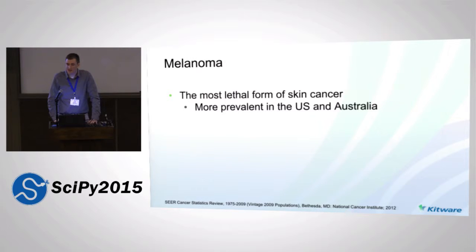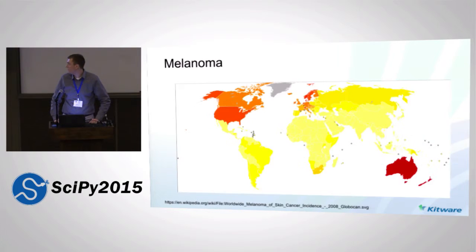So melanoma is one form of skin cancer, but is the most prevalent and the most lethal. Actually, I should say not necessarily the most prevalent, but definitely the most lethal that you would actually care about. This is a map of the prevalence of melanoma. The United States and Australia are particularly hard hit, partly due to the demographics and partly due to the fact that we get so much sun.